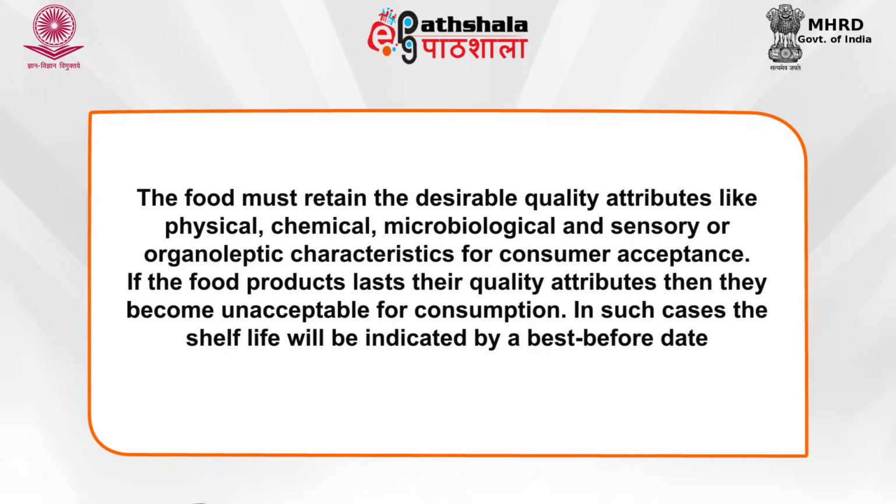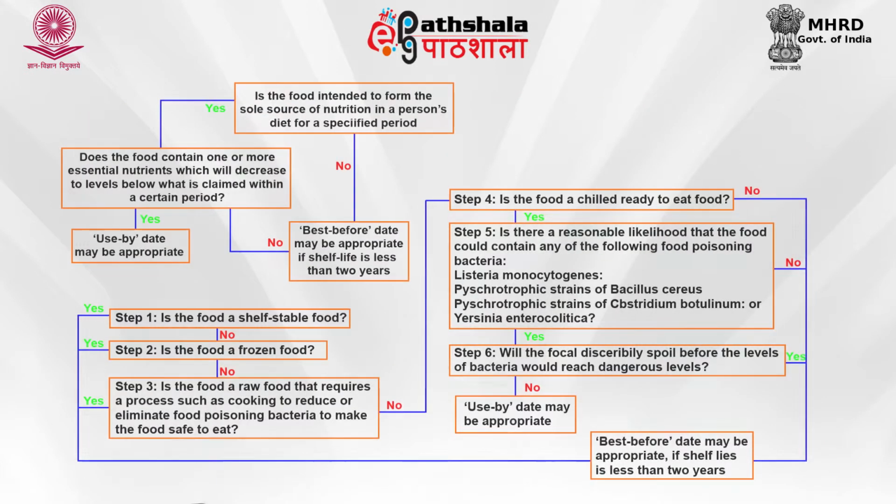The food must retain the desirable quality attributes like physical, chemical, microbiological and sensory or organoleptic characteristics for consumer acceptance. If the food products lost their quality attributes, then they become unacceptable for consumption. In such cases, the shelf life will be indicated by a best before date. In this figure, in the decision tree, we can work out whether use by or best before is applicable for date marking.